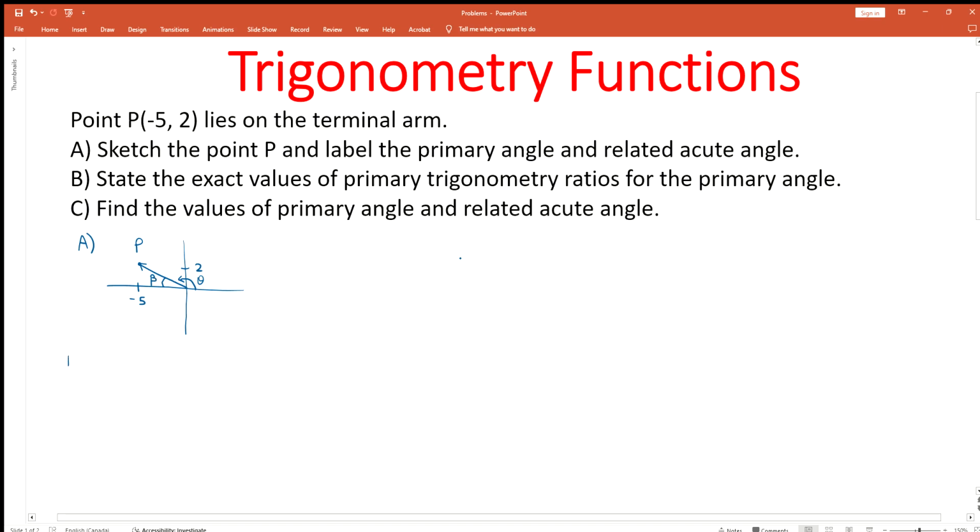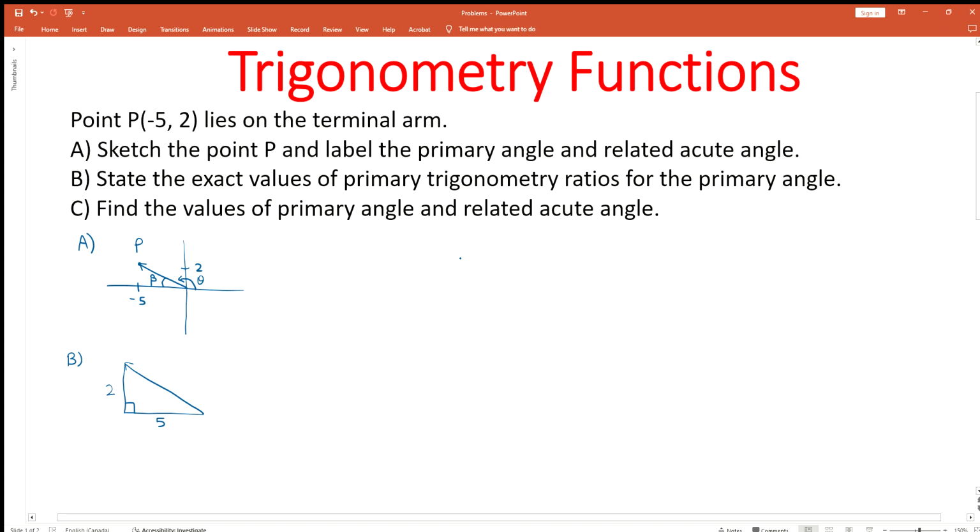Now we can answer part B. State the exact values of primary trigonometry ratios for the primary angle. For part B, we have to analyze the triangle made by the terminal arm in quadrant 2 with the x-axis. This is a right angle triangle. The length of the horizontal side in this triangle is 5 units. The length of the vertical side is 2 units.